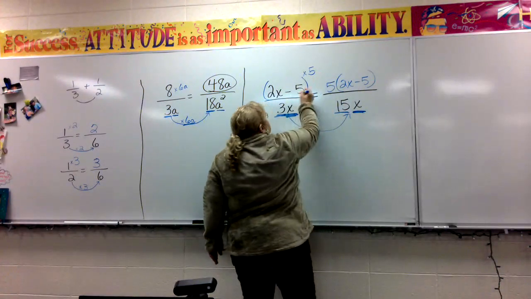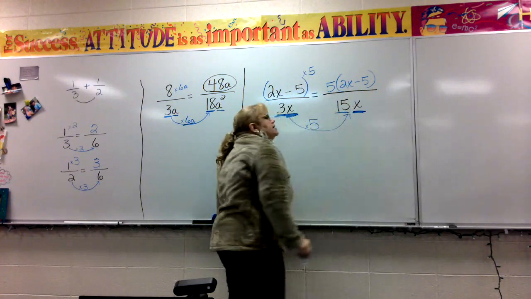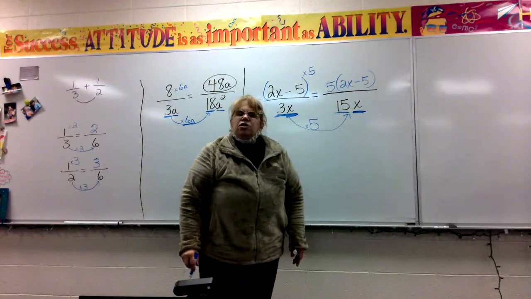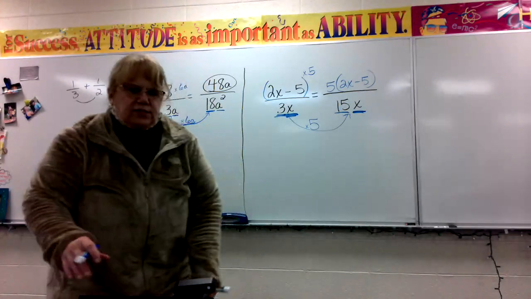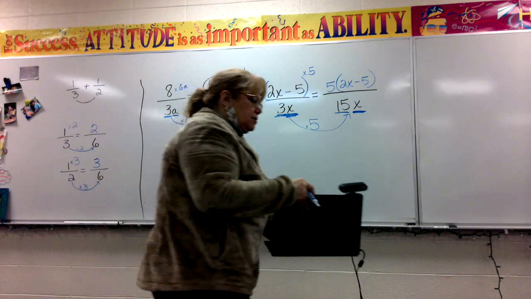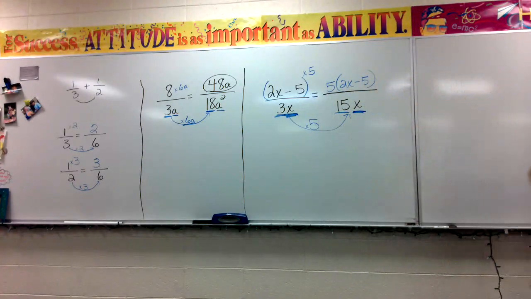It's 5 times this whole thing. I would just leave it as 5 times that whole thing. You don't need to multiply it out. I would just leave it. Right? That'll make your job even easier.